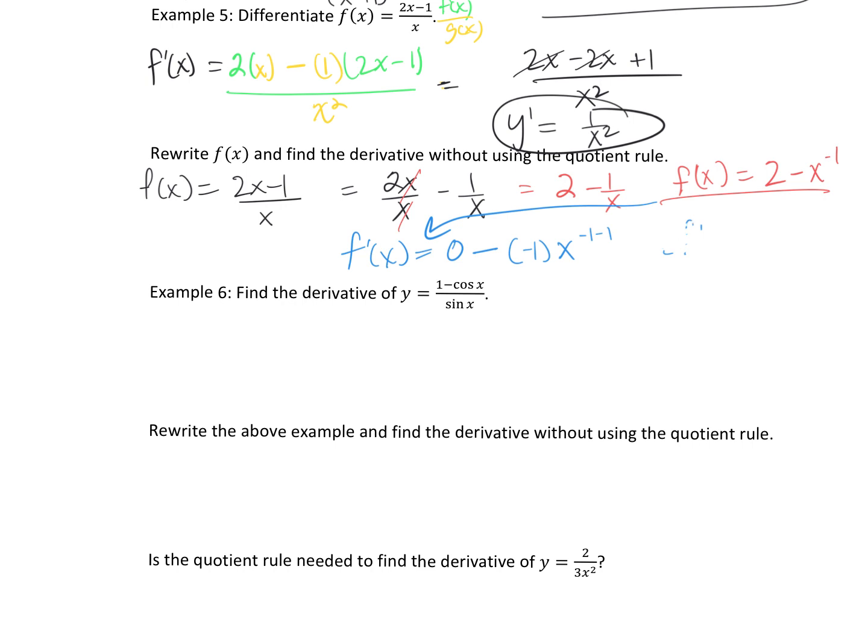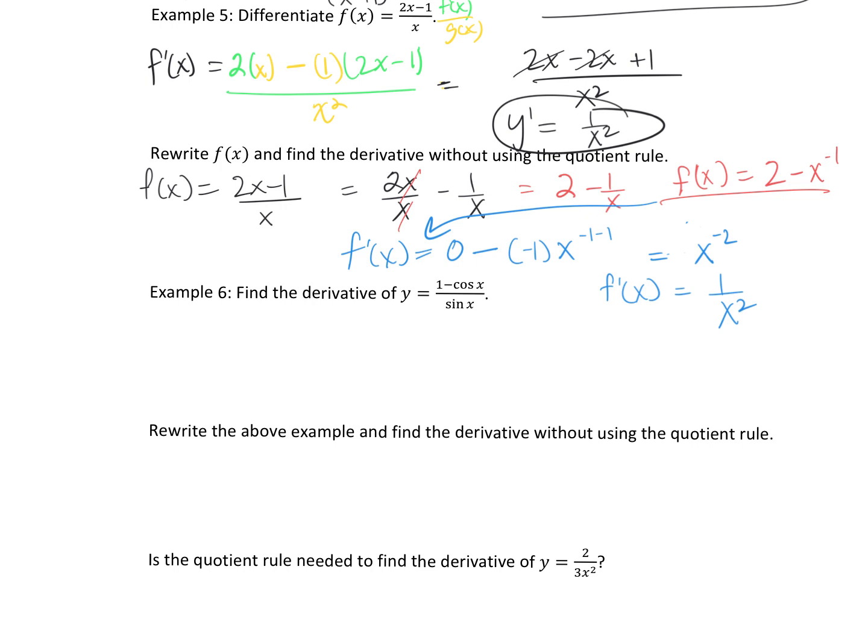So what I have is zero minus, so negative times negative is a positive, and then negative 1 minus negative 1 is a negative 2. But I have to write it with the exponent positive, so I have to move it down. So we get f prime of x equals 1 over x squared, the same as what we did up here. But I think sometimes moving up and down confuses people with the negative exponent and so forth. So it's the same thing.